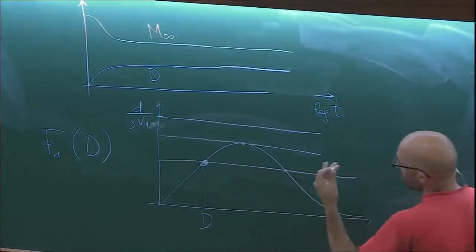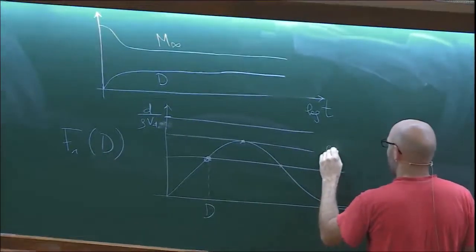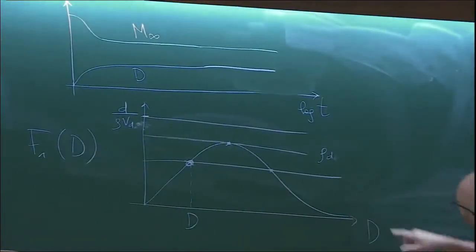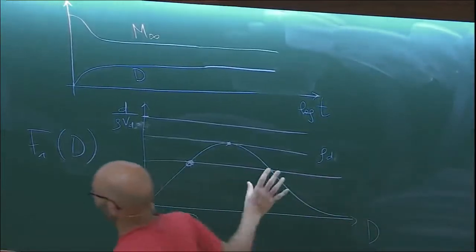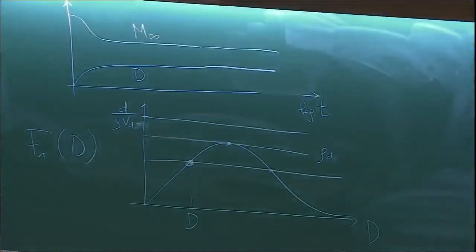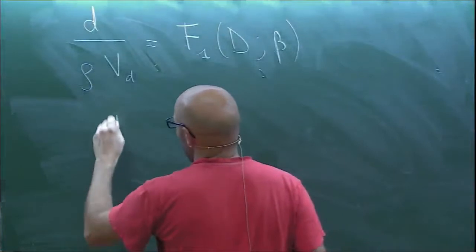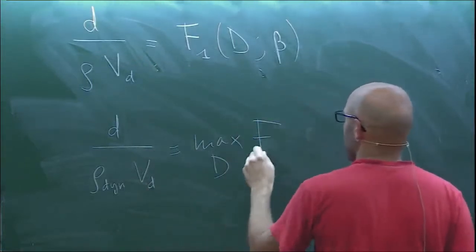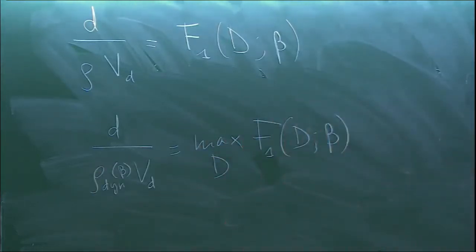The point where you have the dynamical arrest is the point where you first meet a solution. So this will correspond to the dynamical transition. It's usually called rho c or rho d, but rho d is a bit confusing because d is also the dimension, so let's call it rho dynamical. So you see that the equation for the dynamical transition is very simple. You have to find the maximum of the function f1 over d. In general this will be a function of beta, and for hard spheres it will be just a number.